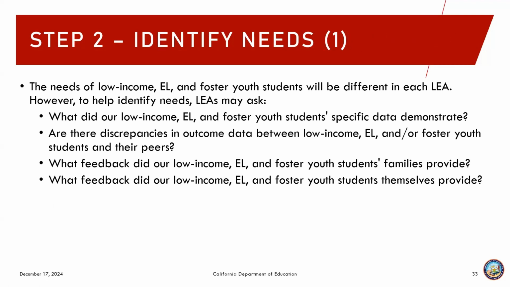So step 2, again, identify the needs. So now that you've gathered all this data and you've analyzed it, now you need to look at the needs of the low-income, English learner, and foster youth students that have come to the surface. And they're going to be different for each LEA, because each LEA in California is different. Everyone serves different students, in different contexts, with different circumstances.